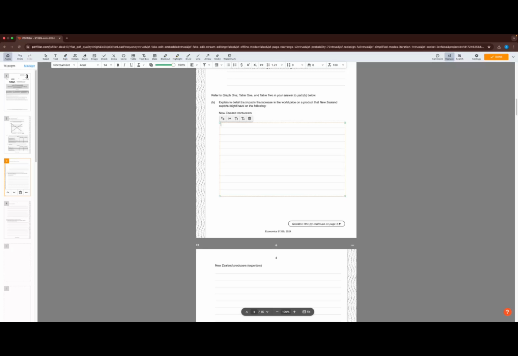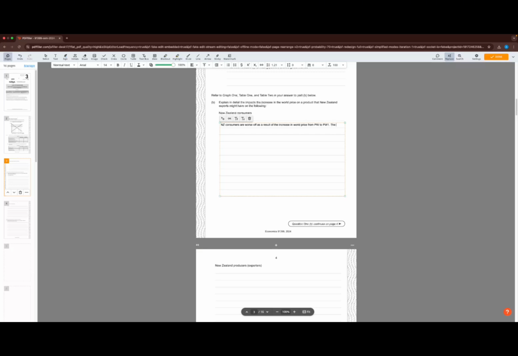Sorry, I said that wrong. So consumers are going to be paying a higher price, which means that the difference between what they're willing and able to pay becomes smaller, meaning that consumer surplus is going to decrease. Turning that into words, guys, we'll say NZ consumers are worse off as a result of the increase in world price from P1 to PW1.